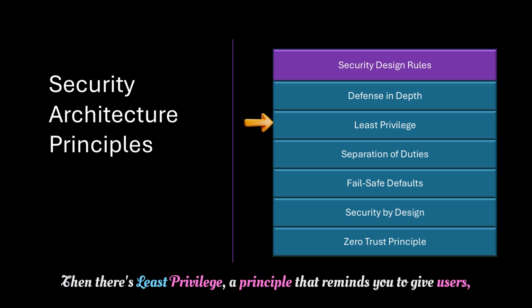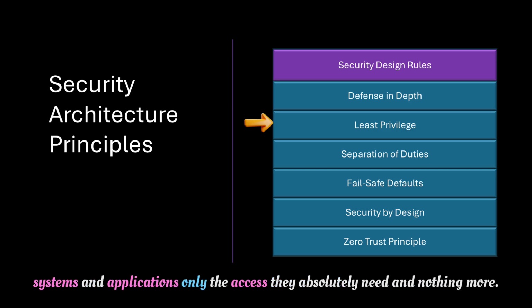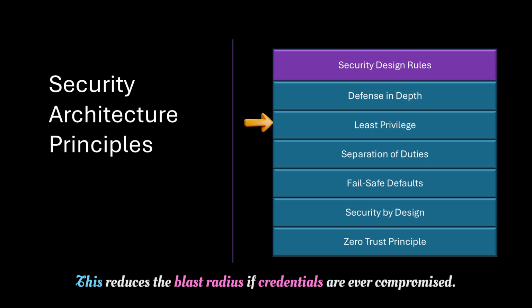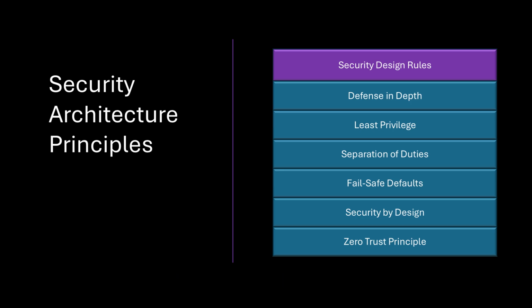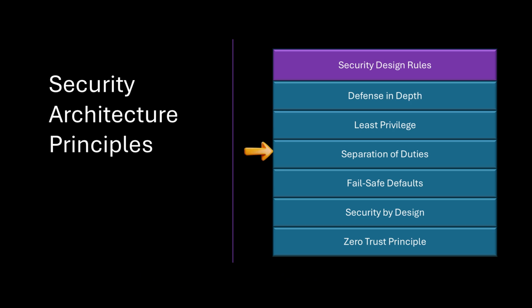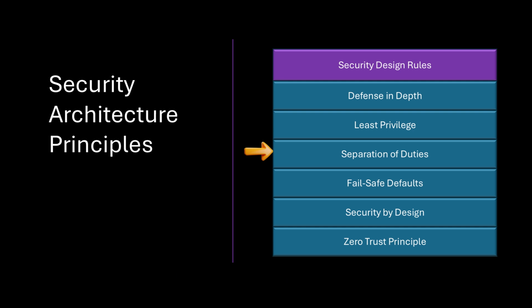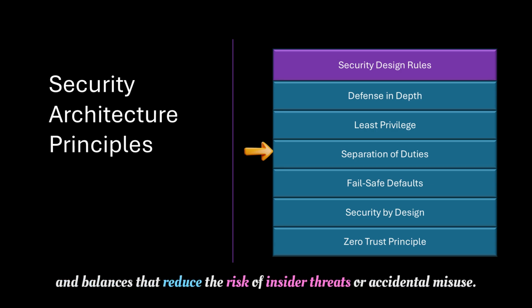Then, there's least privilege, a principle that reminds you to give users, systems, and applications only the access they absolutely need and nothing more. This reduces the blast radius if credentials are ever compromised. Alongside that, you'll apply separation of duties, ensuring that critical tasks aren't controlled by a single individual. By splitting responsibilities, you create checks and balances that reduce the risk of insider threats or accidental misuse.